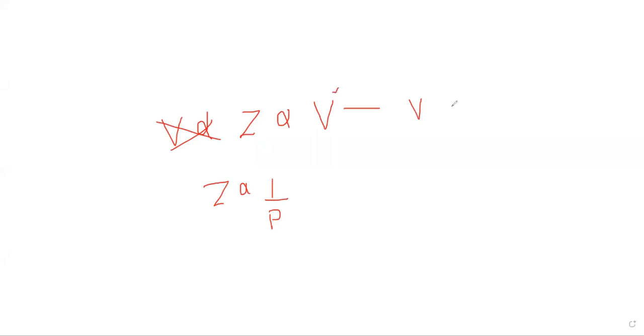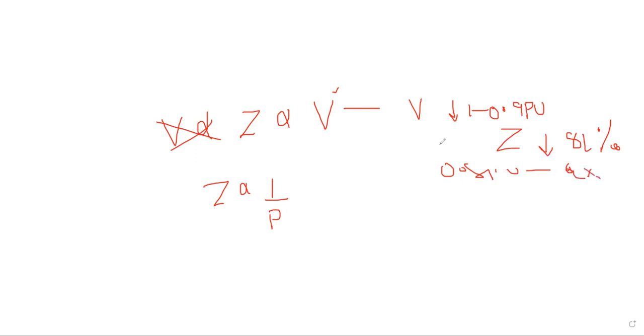Yes, sir. Generally, the impedance is directly proportional to the square of the voltage, and also directly proportional to the apparent power. So when the voltage drops from 1 to 0.9 per unit, my impedance is reduced to 81%. See how much reduction there is. And if it is 0.8 pu, then it is 64%.